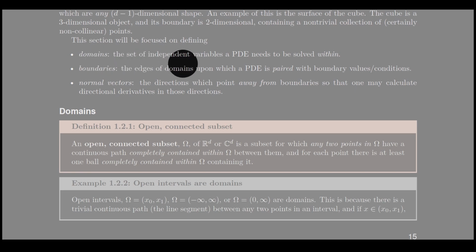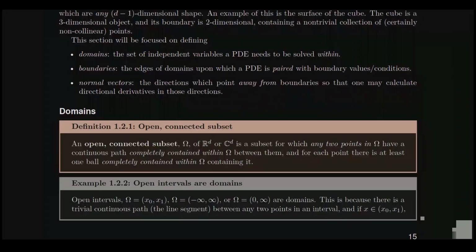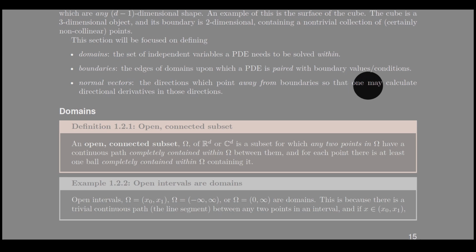But the domain is going to be the set of independent variables a PDE needs to be solved within. A boundary is going to be the edges of the domain upon which a PDE is paired with boundary values or conditions. And normal vectors are actually going to be really important because these describe the directions pointing away from a boundary. And this gives the ability to calculate directional derivatives in those directions.